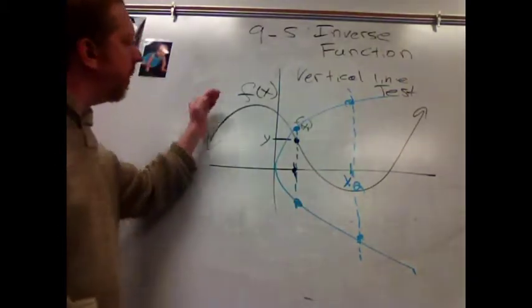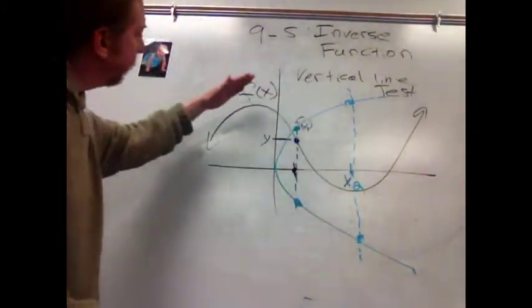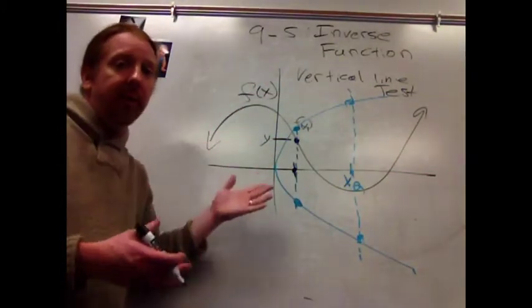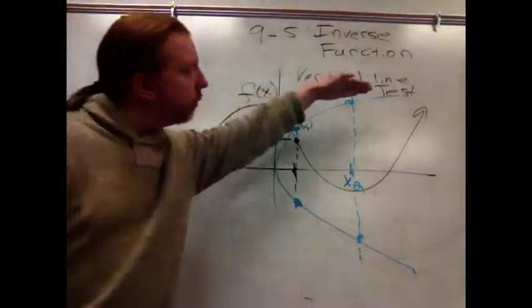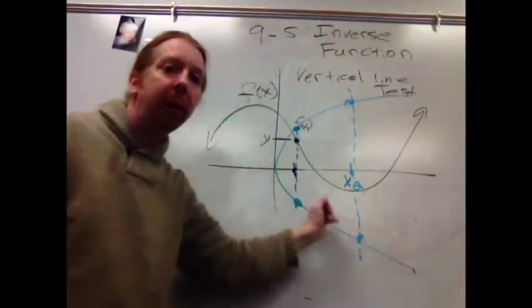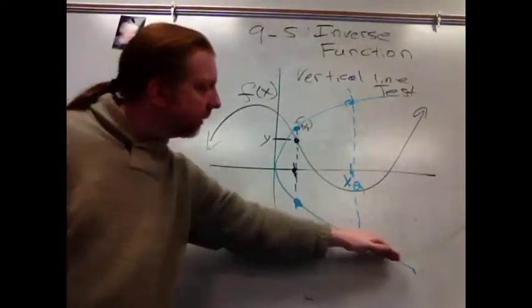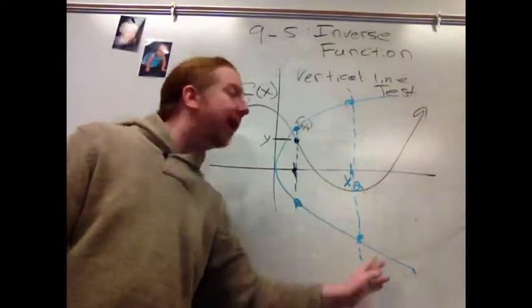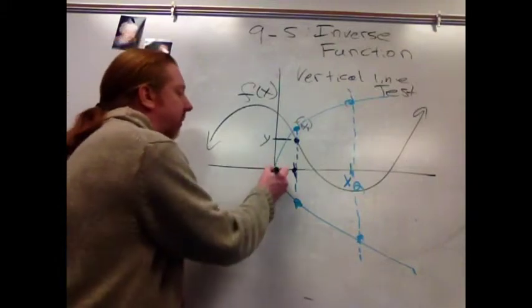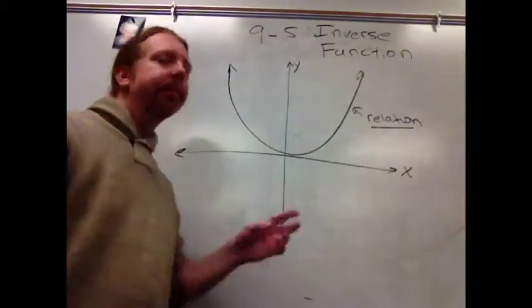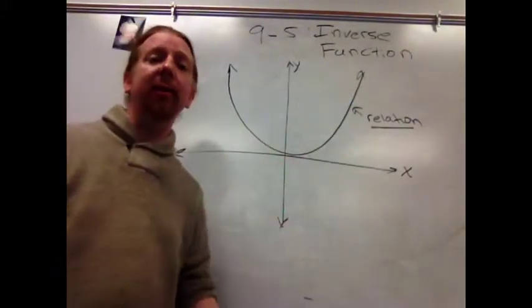So in this case, my black function is 1. It qualifies because anywhere I draw a vertical line, I'll have 1 hit. My blue graph, this blue relationship, is not a function because, again, it fails the vertical line test here. It fails it here. The only place it doesn't fail is right there.